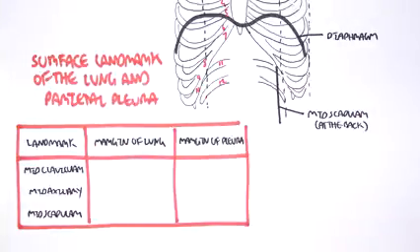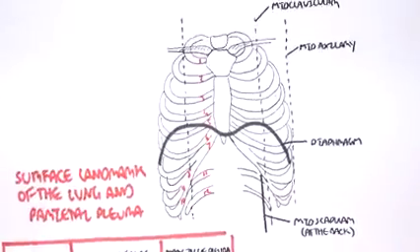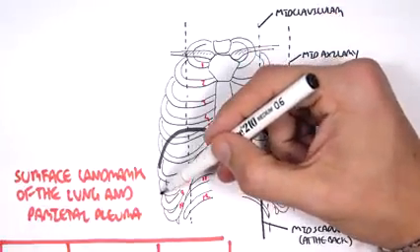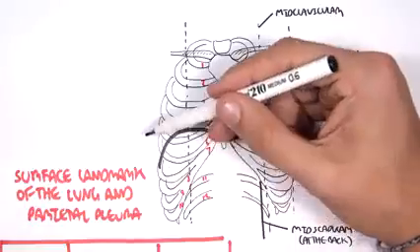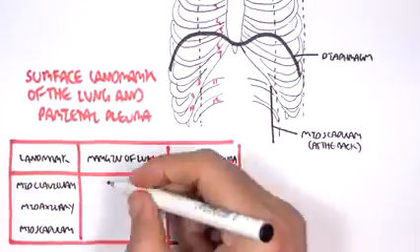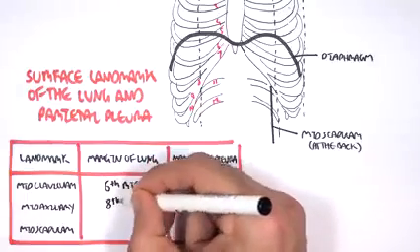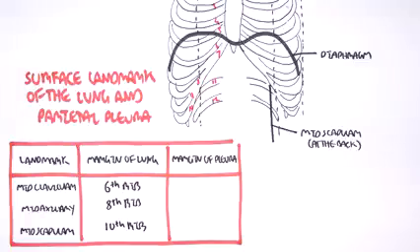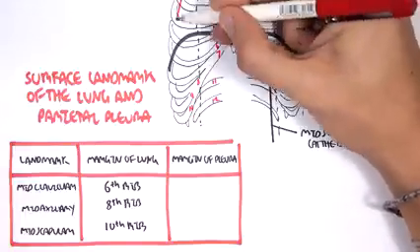So the margins of the lung: mid-clavicular, it goes to the 6th rib, mid-axillary to the 8th rib, and mid-scapular, the 10th rib. So if I were to draw it out on this diagram, it would be something like this.